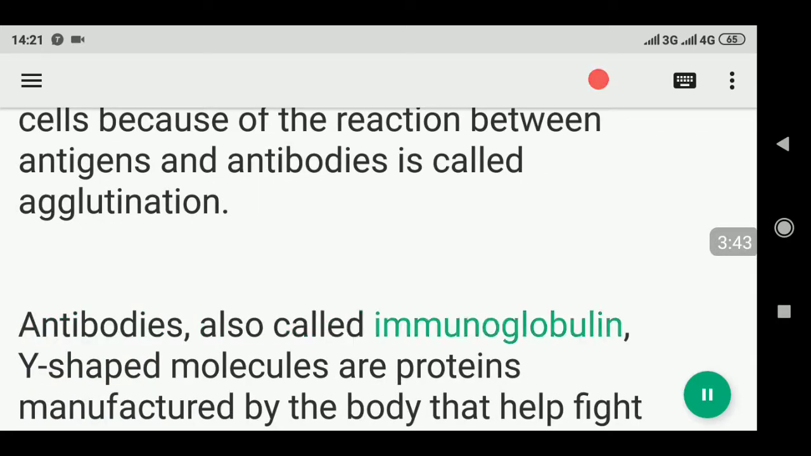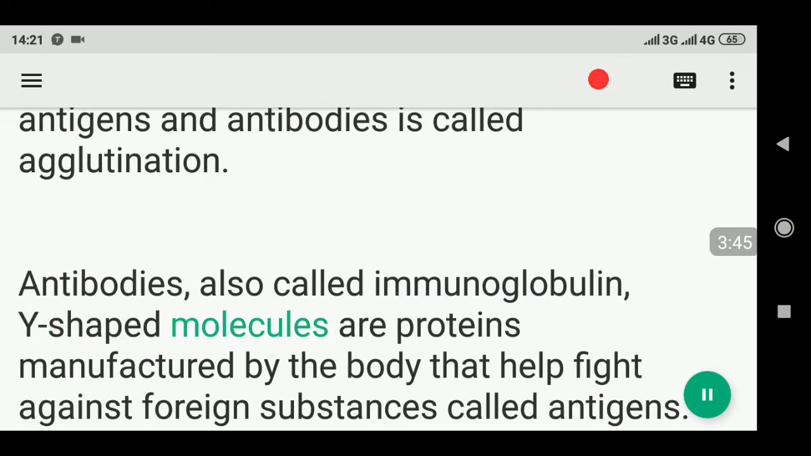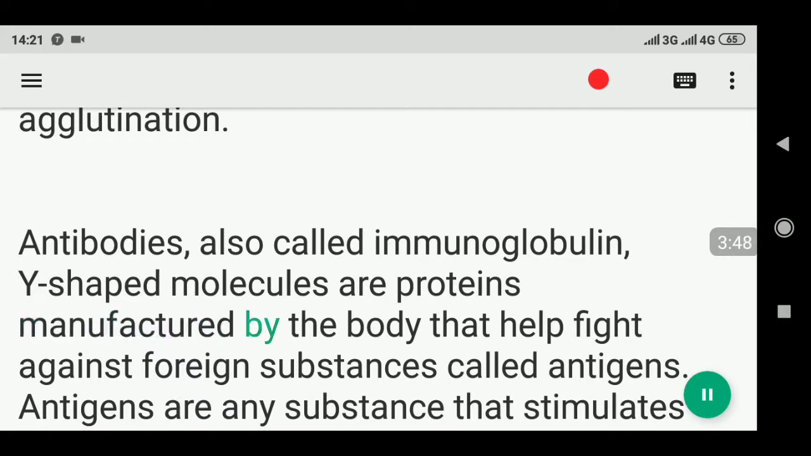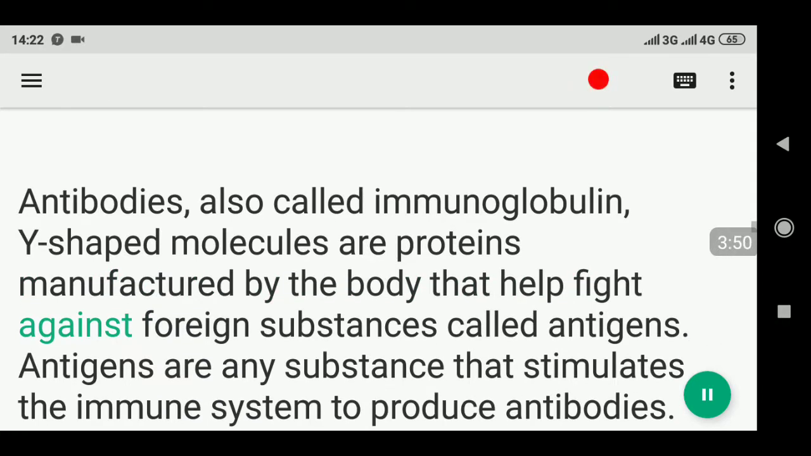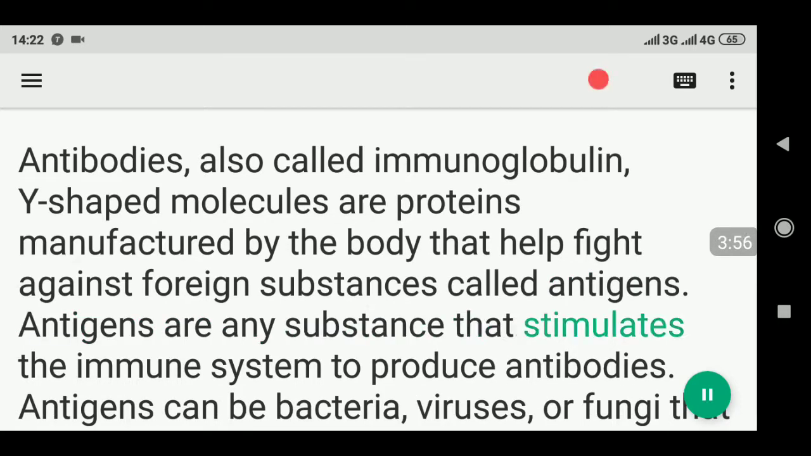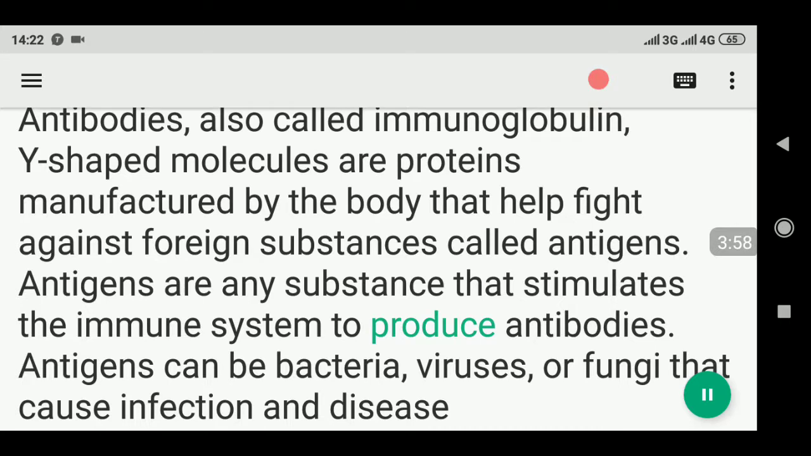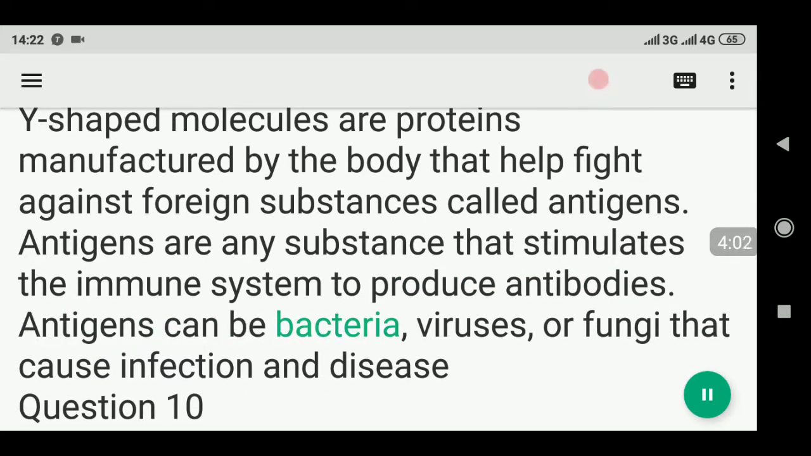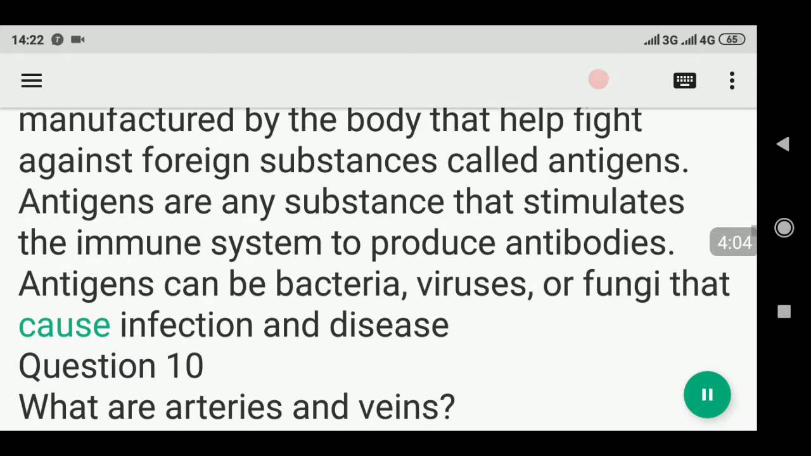Antibodies, also called immunoglobulins, are Y-shaped molecules or proteins manufactured by the body that help fight against foreign substances called antigens. Antigens are any substance that stimulates the immune system to produce antibodies. Antigens can be bacteria, viruses, or fungi that cause infection and disease.